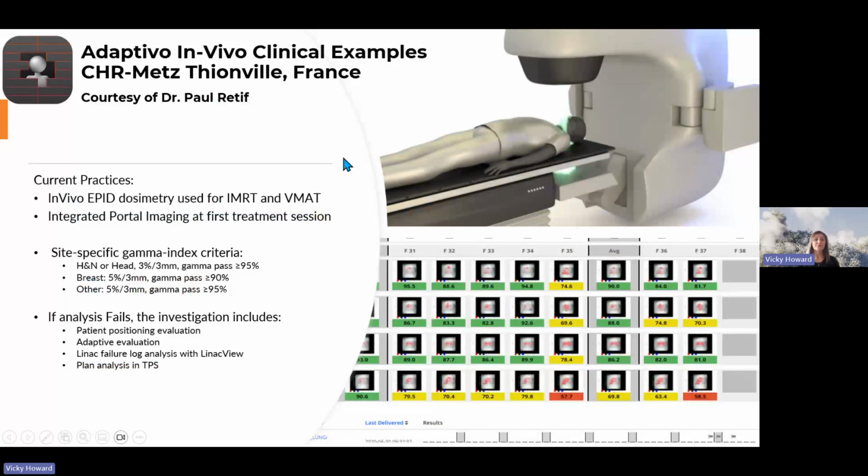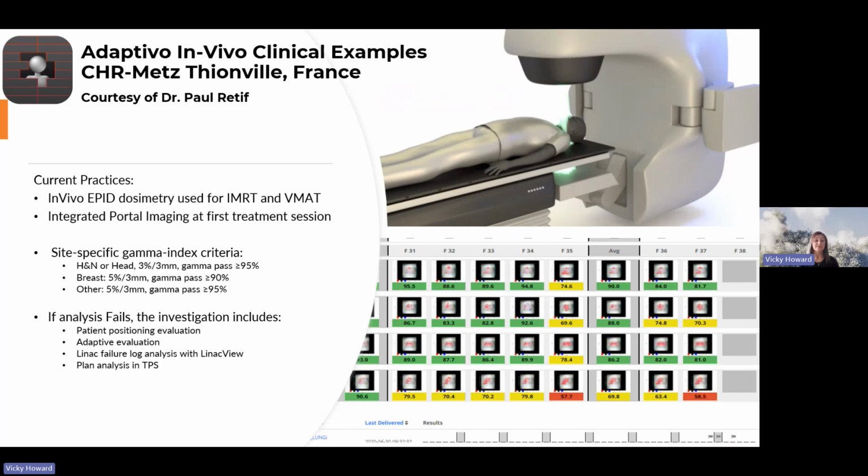So I will go over three examples today. The first two are from one of our customers, Dr. Paul Redoff, who is in France. He's been using our system for quite some time, and he uses it alongside LINAC-View. Their current practice is to acquire in vivo EPID dosimetry images for their IMRT and VMAT patients. They acquire integrated portal imaging at the first treatment session.